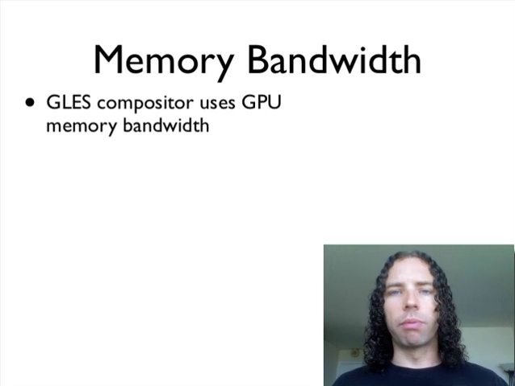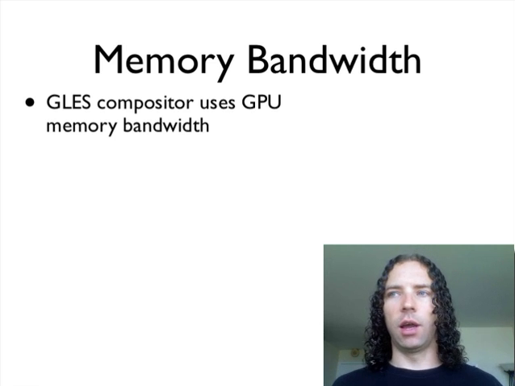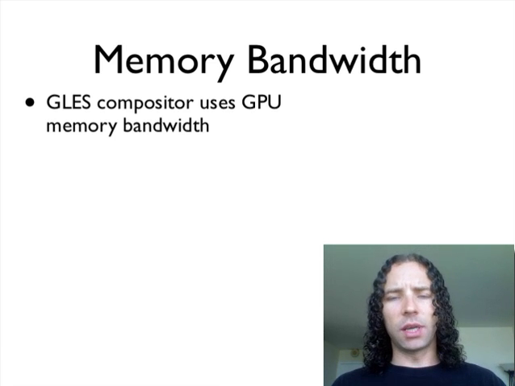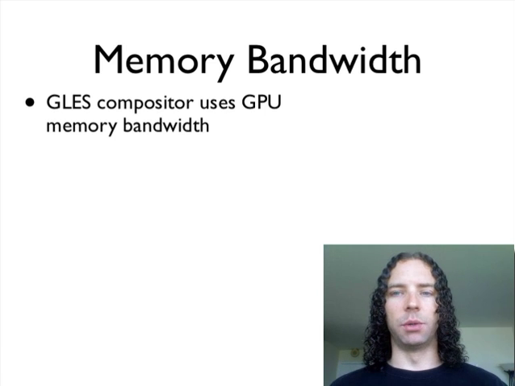So what are the current problems? Why are people still building these? Why is graphics composition not a solved problem? And it really comes down to memory bandwidth, like many things do in the modern age.